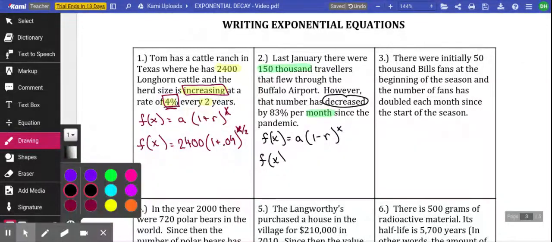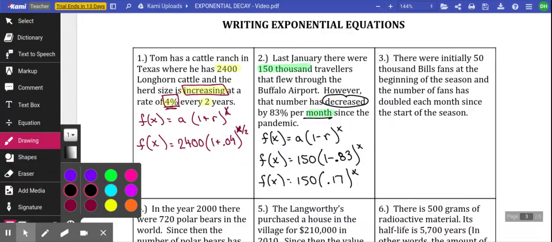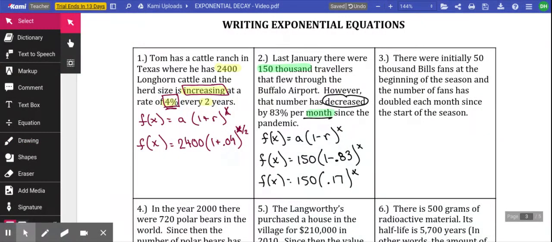In this particular case, we'll use 150 and it's already measured in thousands. And we'll do 1 minus 0.83. And it's just per month, so we could just do x. We don't have to divide it by anything. And if we did clean that up just a smidge, we'd get about 0.17 raised to the x. All right, let's go Buffalo.